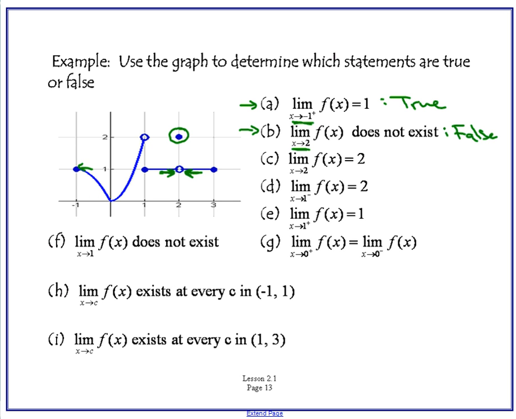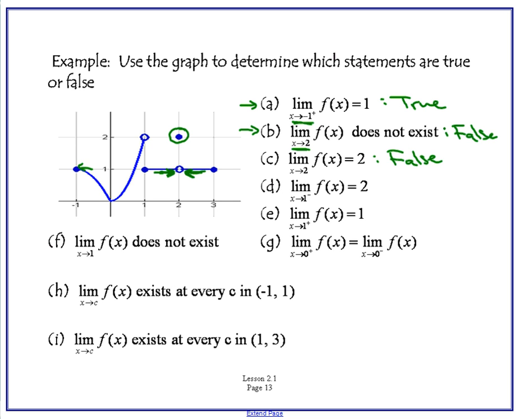All right. And here's part C. The limit as x approaches 2 of f of x is 2. No, it's not. It's 1. We just talked about that. The function value is 2. But the limit, we never get to 2. So the limit, again, if we look down here, that limit is 1.